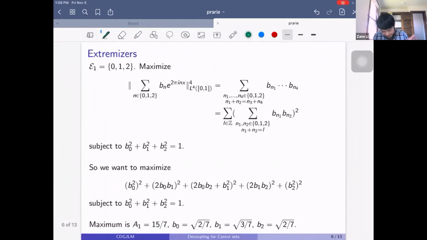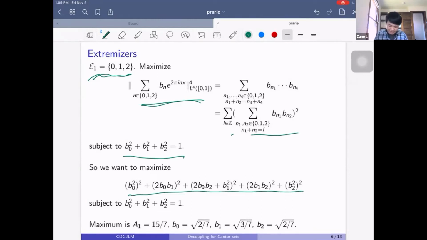So we can play this game again. What happens when j equals 1? Well, when j equals 1, we're just having one-digit numbers with digits 0, 1, and 2. And our goal is to maximize this expression subject to the sum of the squares of the coefficients being 1. So this L4 norm, we expand, it's a quadratic form.